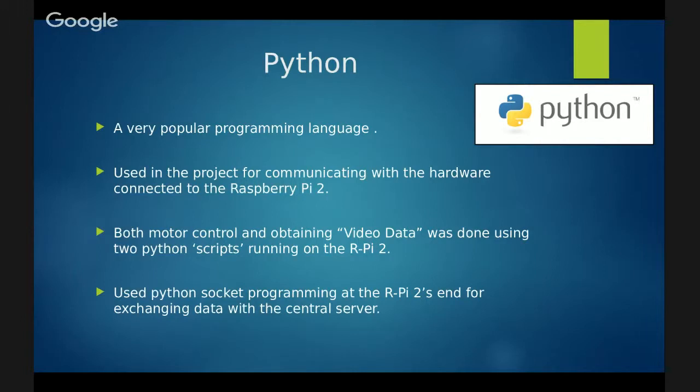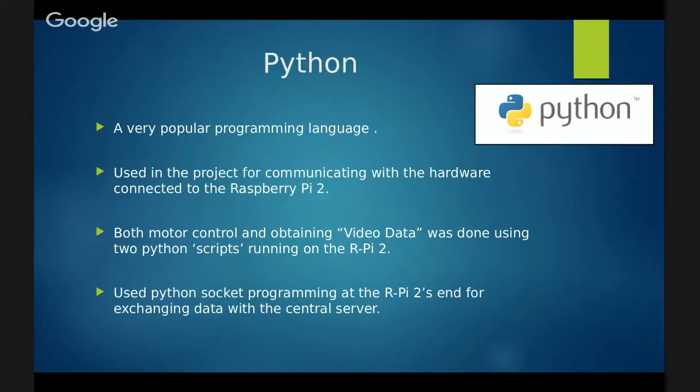We also used Python socket programming at the Raspberry Pi 2's end for exchanging the data with the central server. The central server can be either a cloud server with a public IP, or it can be a separate laptop or desktop running the server program on the same network where the Raspberry Pi and client are connected.